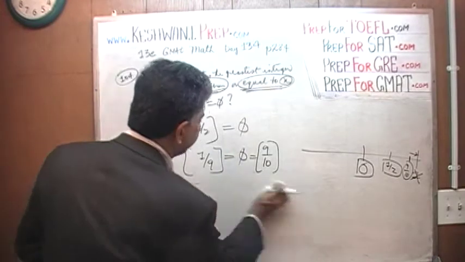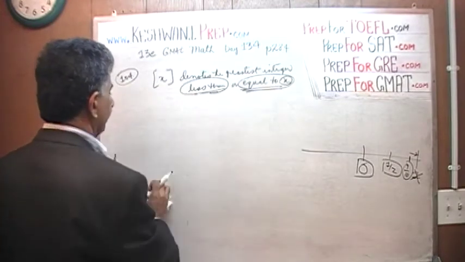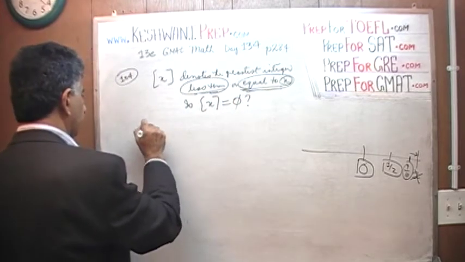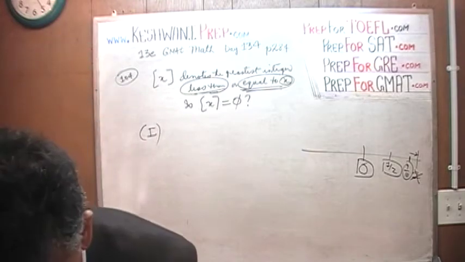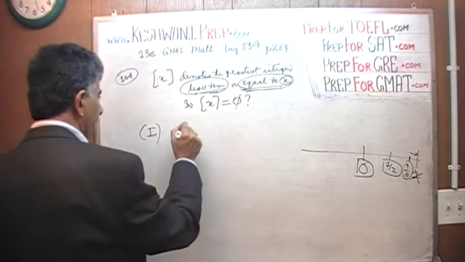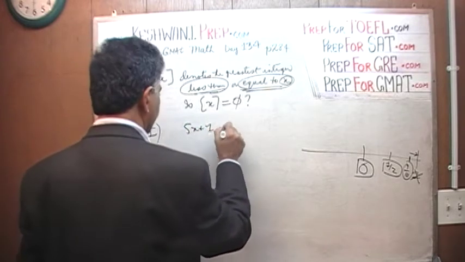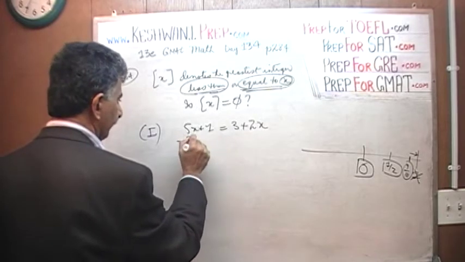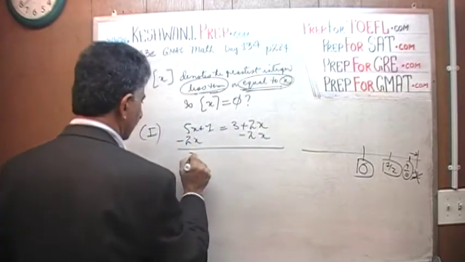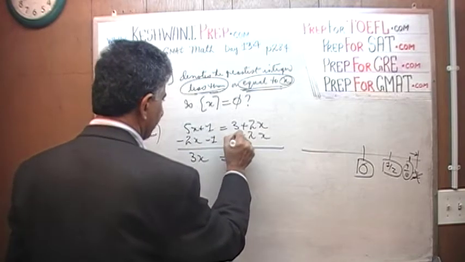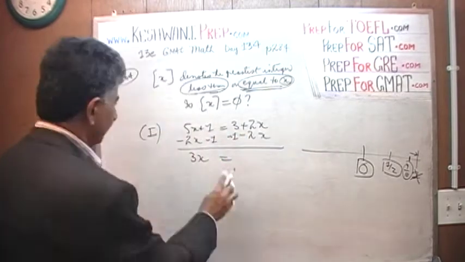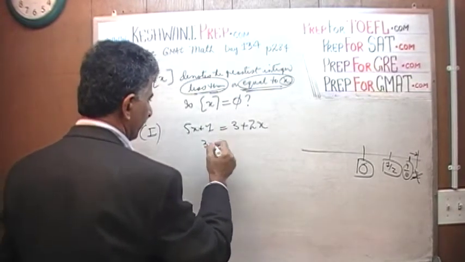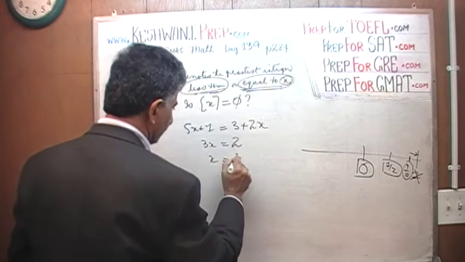Let's look at the first statement. Is the x in the box equal to 0? That's the question. In the first statement they tell us that 5x plus 1 equals 3 plus 2x. Subtract 2x from both sides and subtract 1 from both sides, and you get 3x equal to 2, and therefore x equals 2/3.